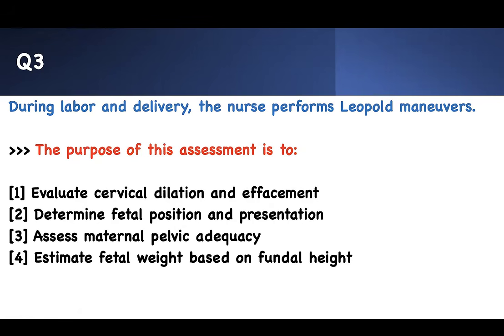Some of them do not make sense. When you evaluate cervical dilation and effacement, you don't do any maneuver. You just use your finger to examine, and then do a vaginal exam. That's all. But to determine fetal position and presentation, it looks like you have to do some maneuver to be able to know where the baby is. I'm using test-taking strategy, critical thinking. Assess maternal pelvic adequacy, it's a pelvic exam, right? Estimate fetal weight based on fundal height.